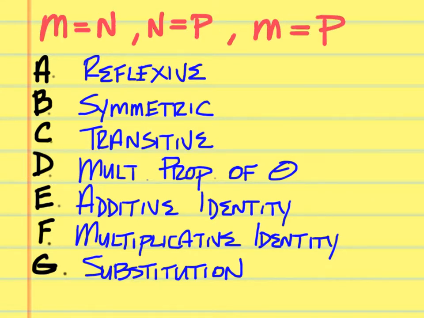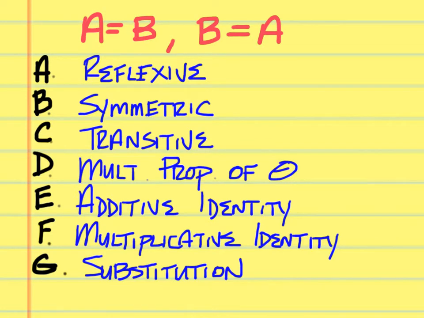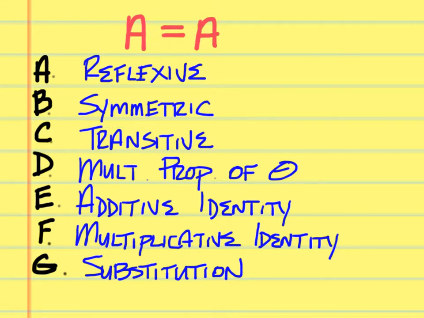If M equals N and N equals P, you could say that M equals P because of the transitive property. A equals B, so B equals A. Remember, reflexive is when it's the something equals the same something, like 3 equals 3. But in this case, you just reverse the order of the two things that are equal. That would be symmetric.